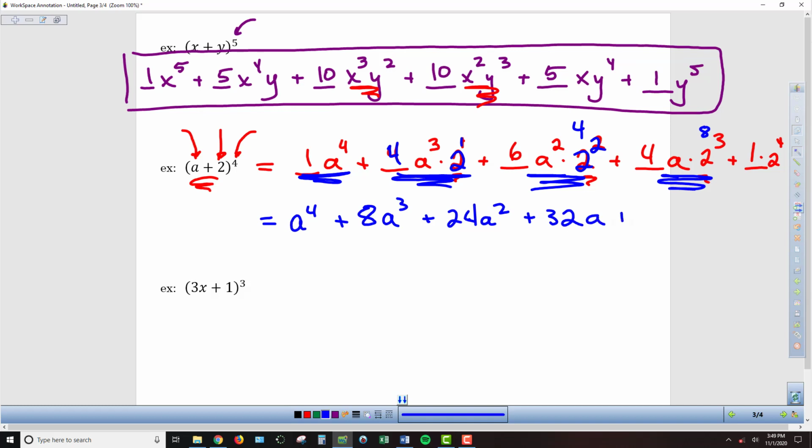And then for the last term, we just have 1 times 2 to the fourth. Well, 2 to the fourth, don't say that's 8. It's 16. 2 times 2 times 2 times 2. We end up with 16. And so here then is our expanded binomial.